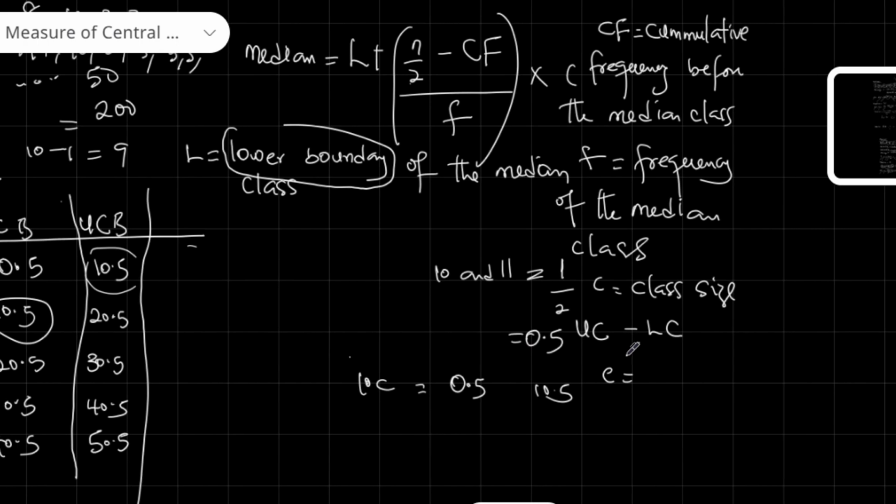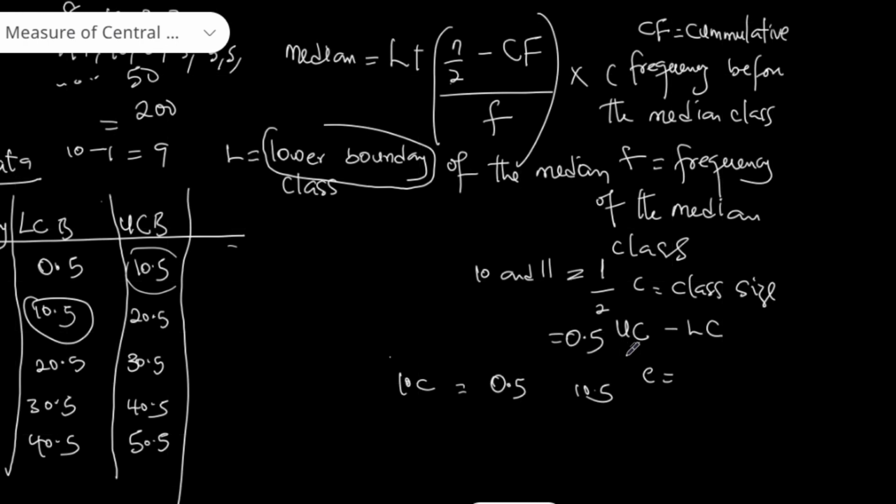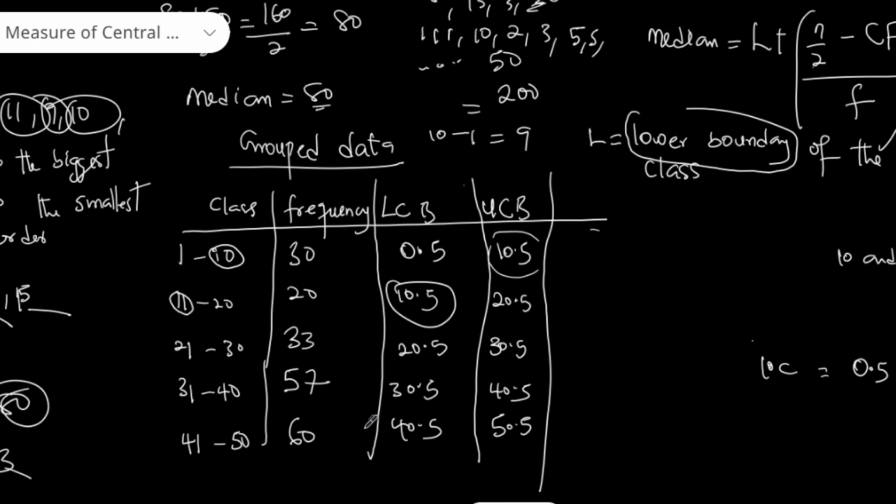So that helps us to find the median of grouped data, that is capital letter L, which is the lower boundary of the median class, plus bracket n over 2. N is the total frequency, right? So if I have the total frequency now, we have 30 plus 20 is 50. 50 plus 33 is 83. 83 plus 57 is 140. 140 plus 60 is 200. So that means that our N is equal to 200.